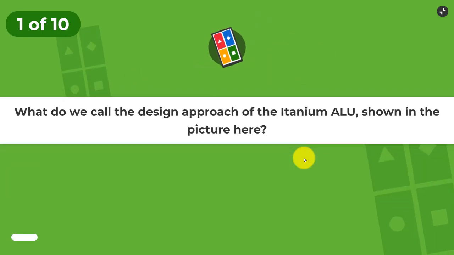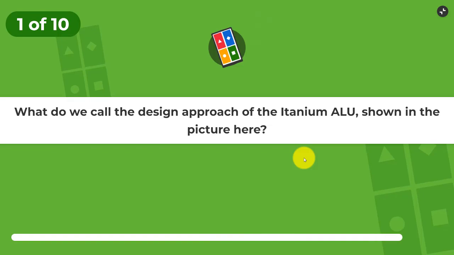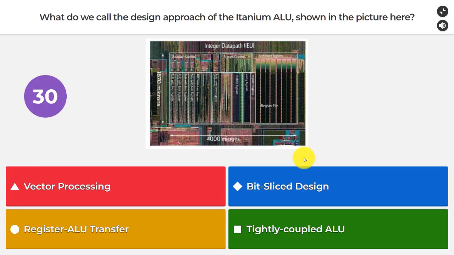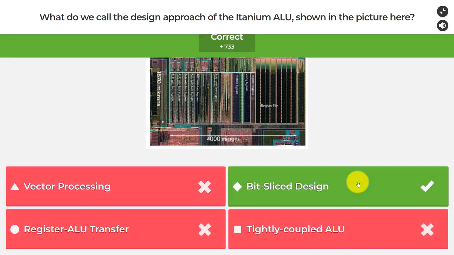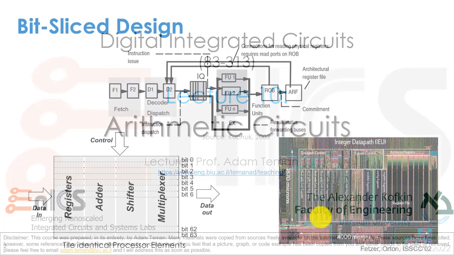This Kahoot will have 10 questions, and the first is: what do we call the design approach of the Itanium ALU as shown in the picture here? Is it vector processing? Is it bit-sliced design? Is it register ALU transfer? Or is it tightly coupled ALU? And at least in the context of this lecture, we are of course discussing bit-sliced design. Let's go back and see what that exactly is.